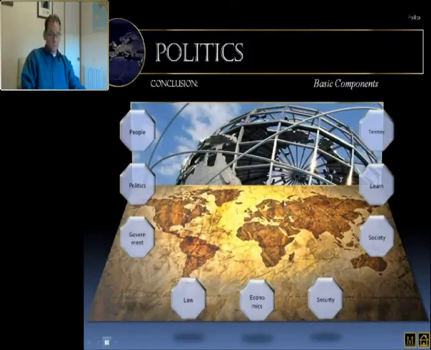So a part of the model, as you can see, people, politics, government, law, economic, security, society, learn and territory. These have been drawn from part 3, as well as part 1 and part 2.